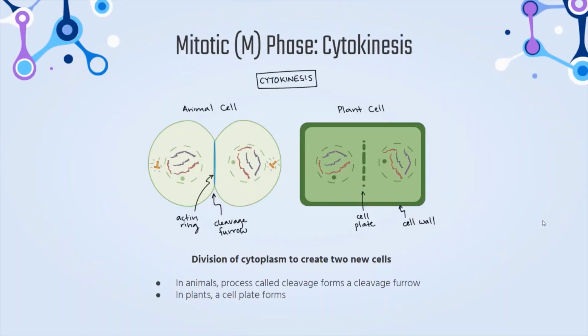The final step of the mitotic phase is called cytokinesis, and this is when the cytoplasm is finally divided to create two new cells. In animals, this process is called cleavage, and it will create a cleavage furrow in the middle. And in plants, a cell plate will form.